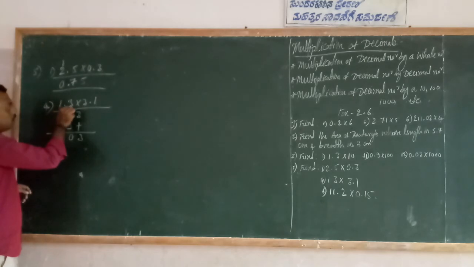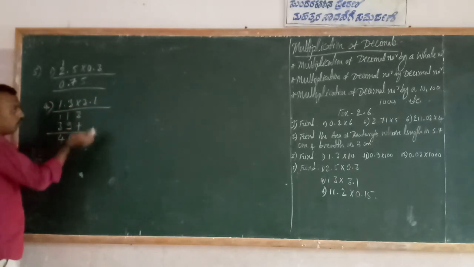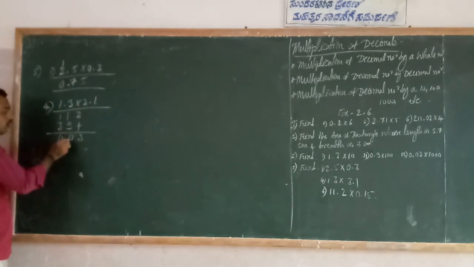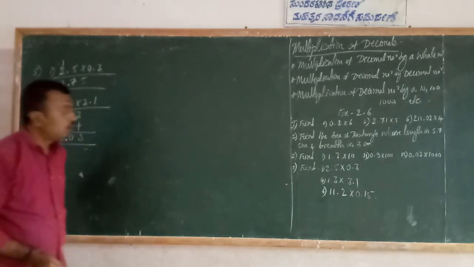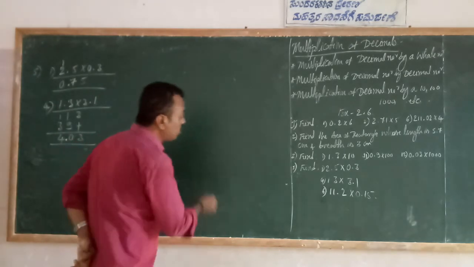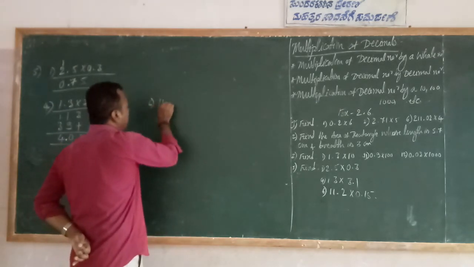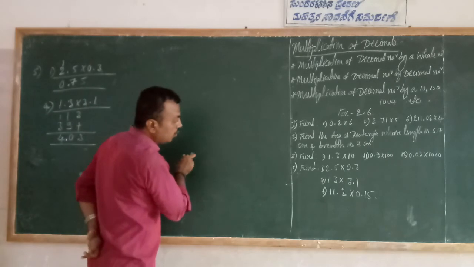Now after the point, how many digits are there? 1 digit, here also 1 digit, so it becomes 2 digits. Therefore, leave 2 digits from the right side, then we can put the point. Therefore, 4.03 is the answer. The next, sixth question, the last question, I will show you. 11.2 into 0.15.